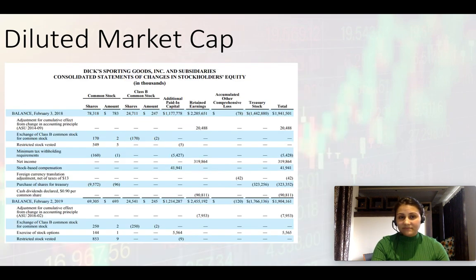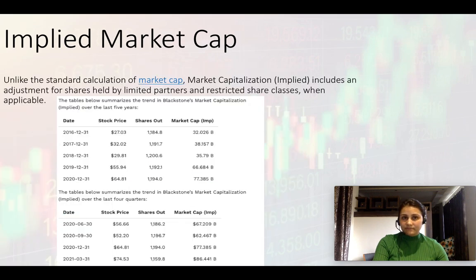Again, this is one example where you can see an annual statement of a company, where they have shown that they have exercised their stock options. Here they have exercised their 144 common stock. This gives you an idea of how they have exercised these options and how the shares outstanding have been impacted.